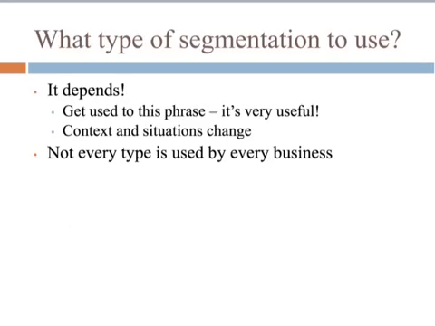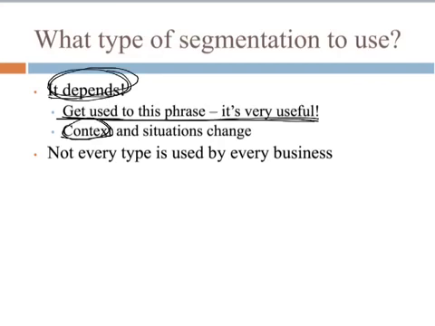So what type of segmentation should we use? Well, it sounds like a bit of a cop-out, but it really does depend. The exact type of segmentation used depends on the business or the product. When I say it depends, get used to it. It really is a useful comment. When we're talking about analysis or evaluation, it's a good way of getting in two sides of the argument. It's a good way of showing that you understand that things might go right or might go wrong. Context might change, so the situations might change, the case study might change.